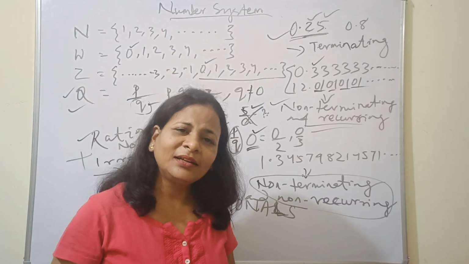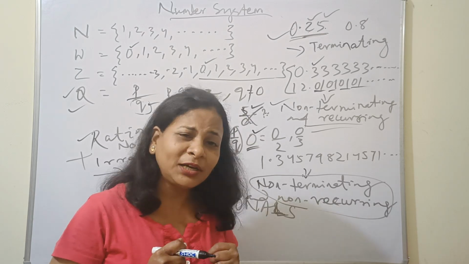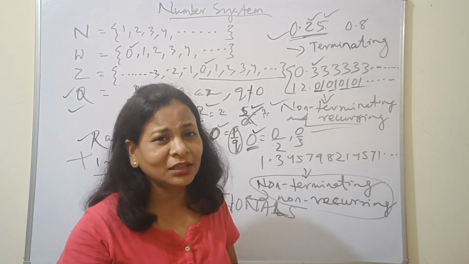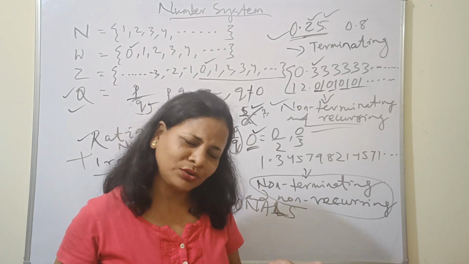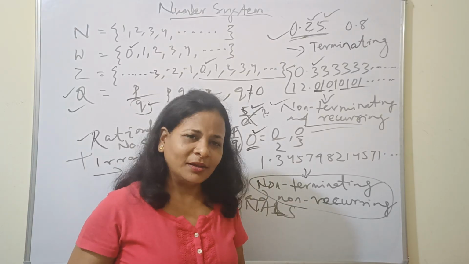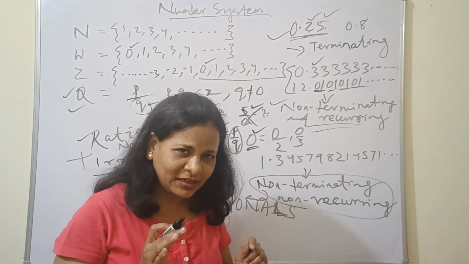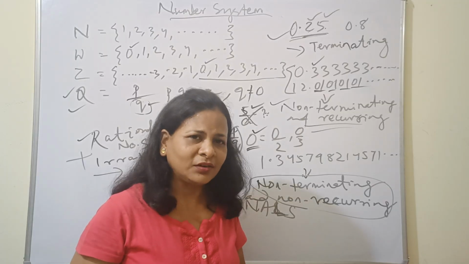And what are irrational numbers? Those numbers which cannot be written in the form of p by q, where p and q are integers and q is not equal to 0, are called irrational numbers. Rationals and irrationals together form the set of real numbers.